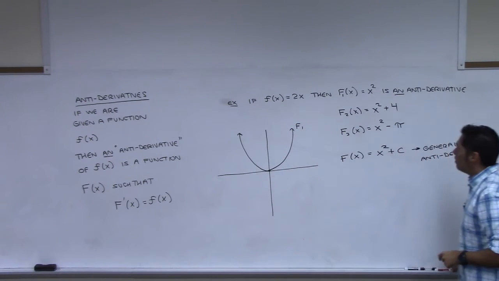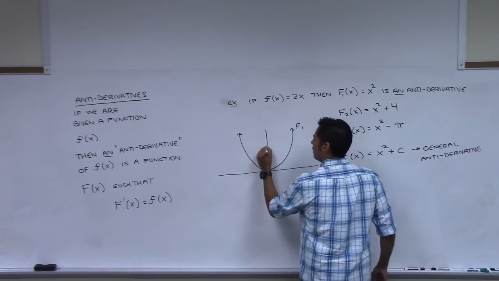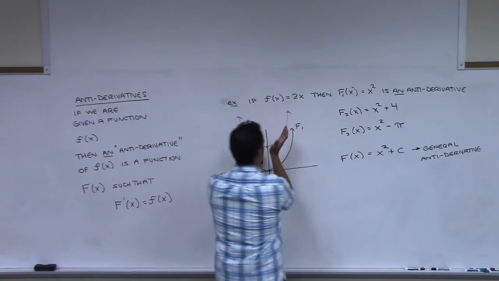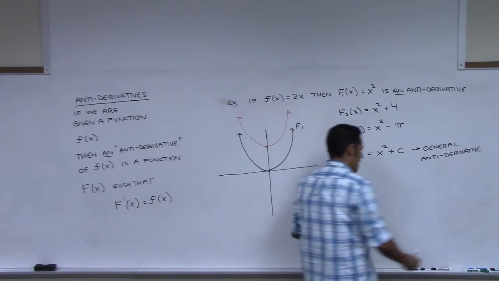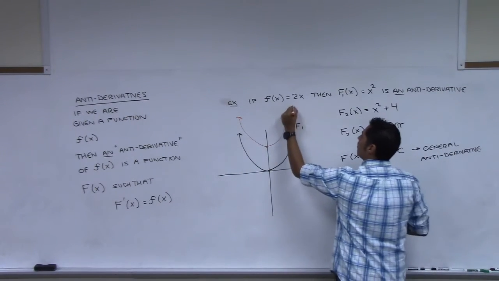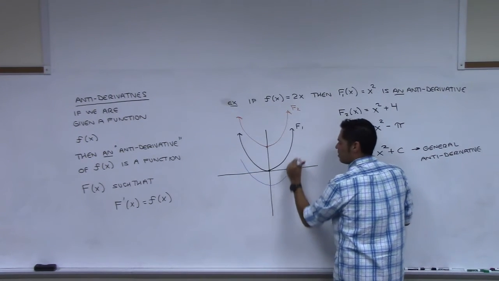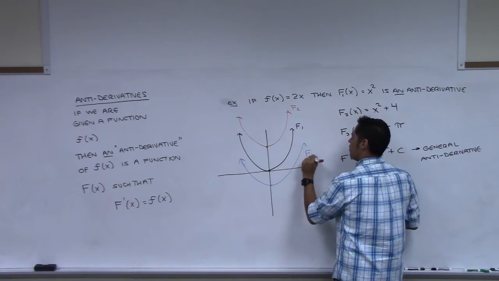And then what about capital F sub 2? It's just that up 4. So it would look like, I don't know, like this. But it would be the exact same shape, just moved up. And then if I said minus pi, well then that one would be down 3.14, somewhere around there. Oops, I missed it. That's the lowest point. Okay, so that's capital F sub 3.